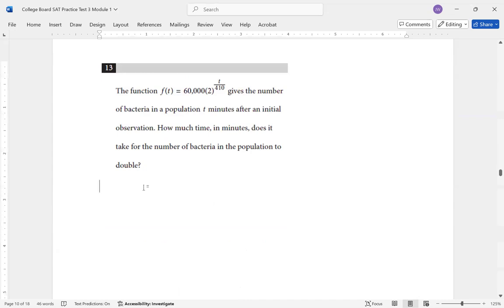Question 13. The function f of t is equal to 60,000 times 2 raised to the power t over 410. It gives the number of bacteria in a population t minutes after an initial observation. How much time in minutes does it take for the number of bacteria in the population to double? So if we want to double, we want to go from 1 to 2. We want to multiply by 2. Okay? So doubling means multiply by 2.